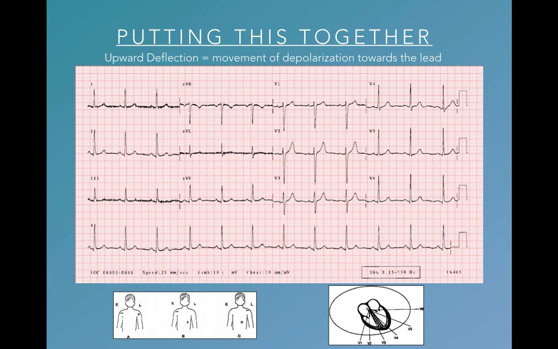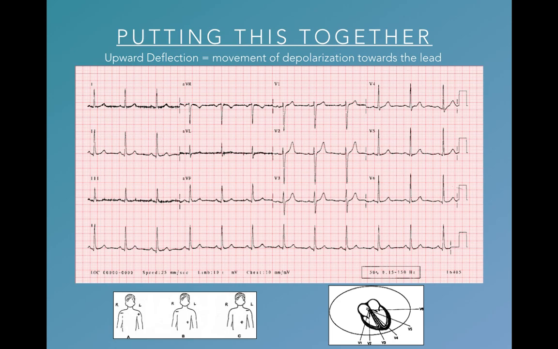You can use it to determine the rate by using the 300, 150, 100 method I just talked about. And you can also use the rhythm strip to determine if the rhythm is regular or irregular. So if you look at this, you can see that it's regular. Start the R wave on a big box, and you can say 300, 150, 100, 75, a little bit less than 75. So you don't have to be precise, but you would say this rate is about 70 to 75.